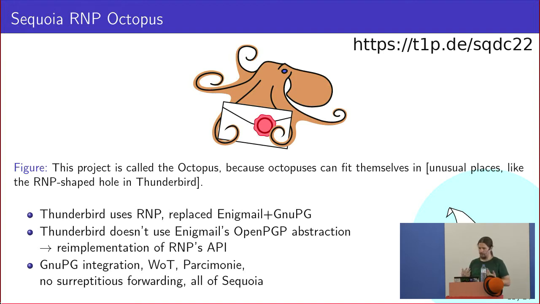And despite this being very limiting in a way, we've been able to implement very interesting features. We have a seamless GnuPG integration. We use GnuPG's Web of Trust implementation. We have a Parcimonie-like daemon that keeps certificates up to date. We can prevent a surreptitious forwarding attack, and you get all of the benefits of using Sequoia just by replacing RNP with our solution.